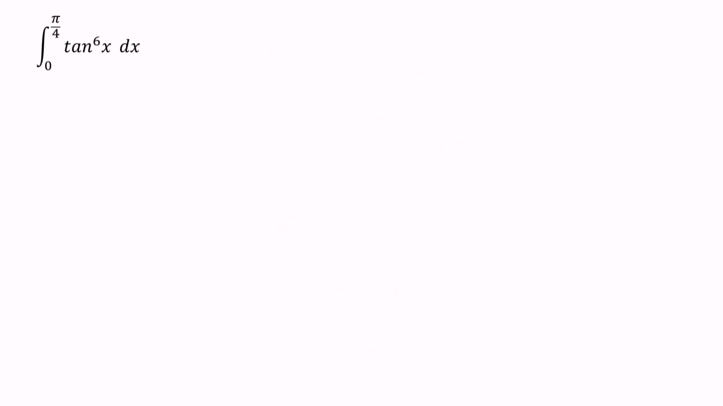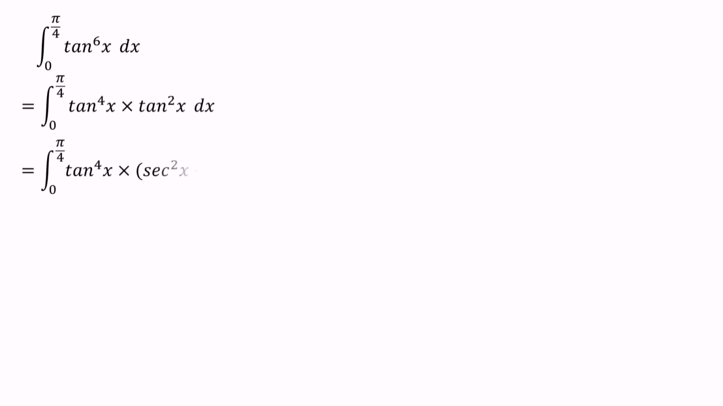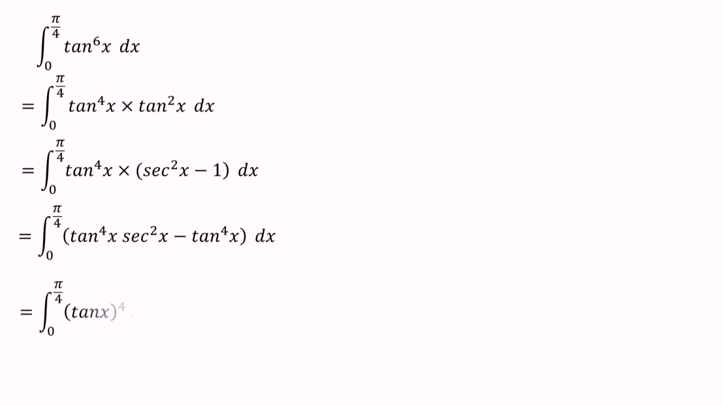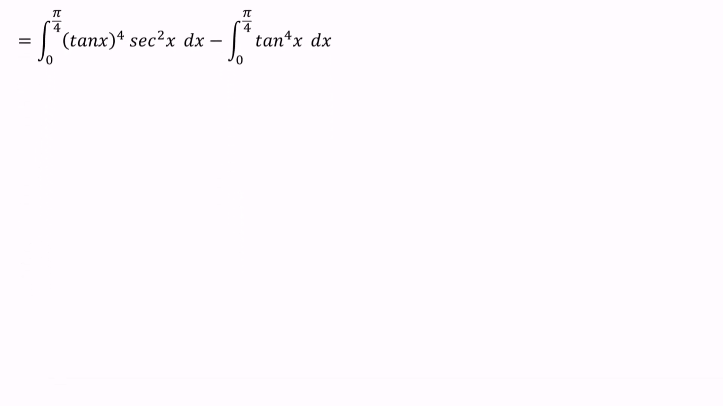Tan to the power of 6x we can write as tan to the power of 4x times tan squared x. Instead of tan squared x, we can write sec squared x minus 1. After that, we can remove the brackets. Now we have tan to the power of 4x times sec squared x minus tan to the power of 4x. Now we can take the integral sign separately. Let's consider the integral of tan to the power of 4x.